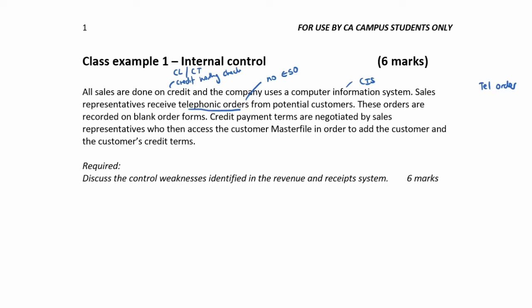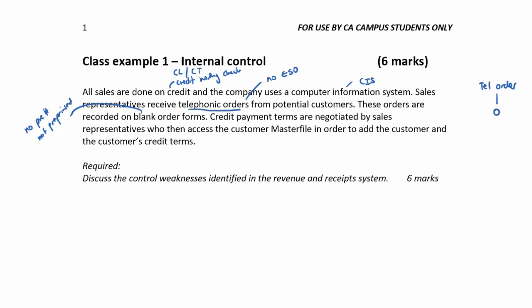These orders are recorded on blank order forms. So now I've got a problem because this is going to be the internal sales order and it's blank. It's not pre-numbered and it's also not pre-printed with the details of an internal sales order. So I'm going to put down here, there's now an order, but it's not what I expect there to be.